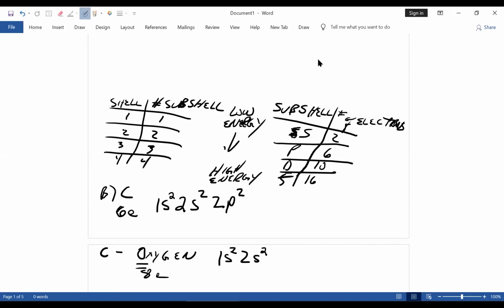Now, I filled up 2s, and how many subshells does 2 have? 2. The first one is 2s, and the second one is 2p. How many electrons maximum can I put in any p orbital? 6. How many do I have to go, though? 8 minus 2 plus 2, 4. 8 minus 4 is 4. I could put up to 6, but I only need 4, and I'm done. And that's how you do it.